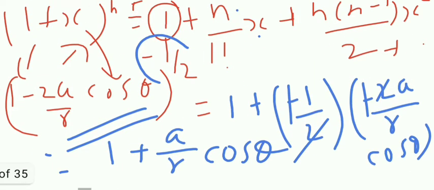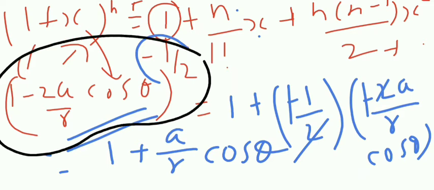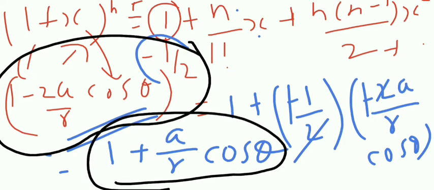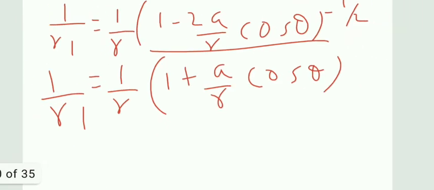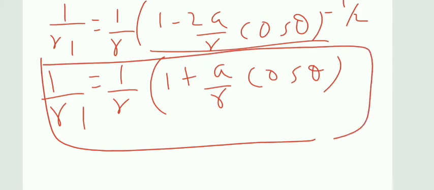So instead of this 1 minus 2a by r cos theta power minus 1 by 2, I substitute 1 plus a by r cos theta. This is another important equation. Let us call it equation number 2. 1 by r1 we found. Similarly, we have to find 1 by r2, because V is equal to q by 4 pi epsilon naught into 1 by r1 minus 1 by r2.